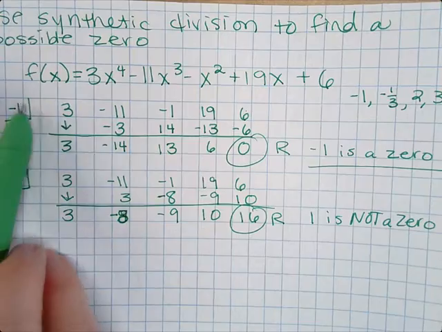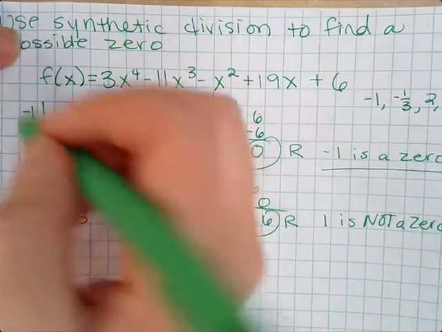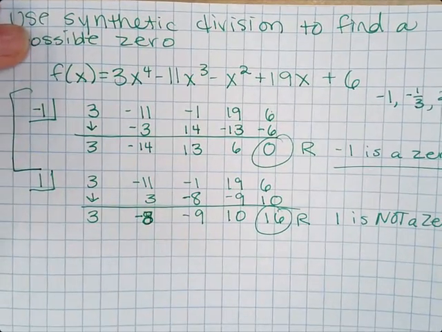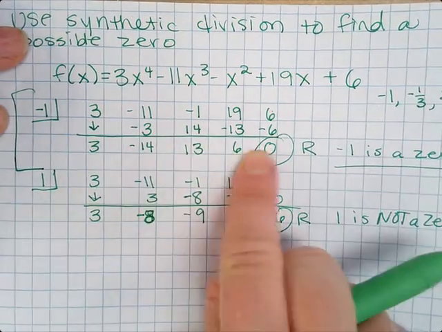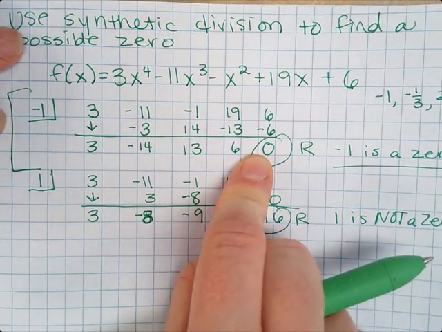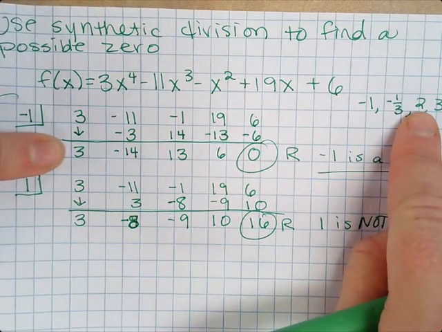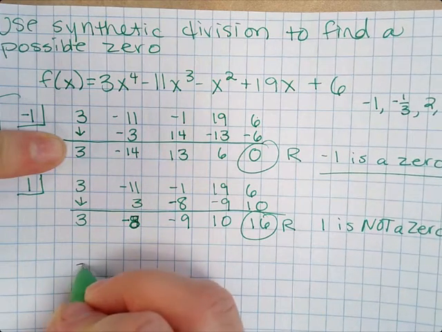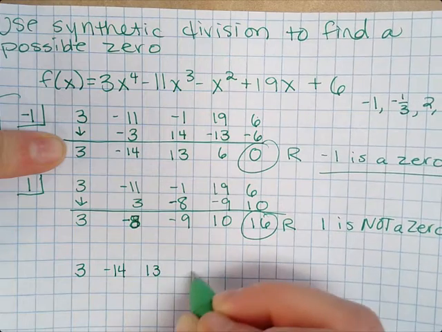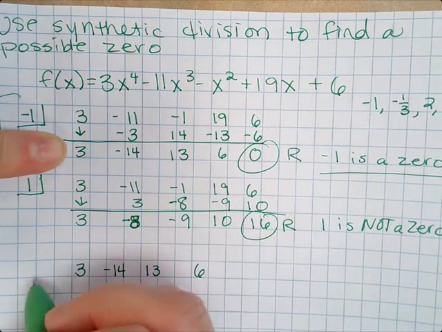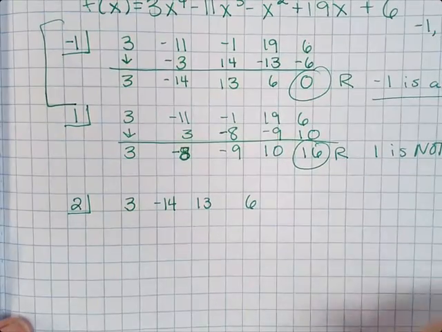So after you divide and you find that one of the numbers works, like -1 worked, we know that one's good. Then we could try another number, but we can use this now, which makes it a smaller problem to deal with. So I'm going to use this one for 2, because we're actually dividing. So 3, -14, 13, 6. We're going to show that 2 works and gives us a 0 remainder.